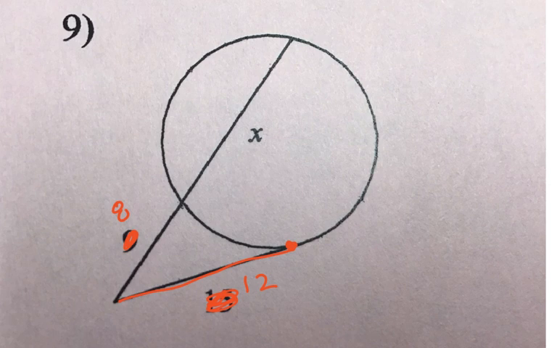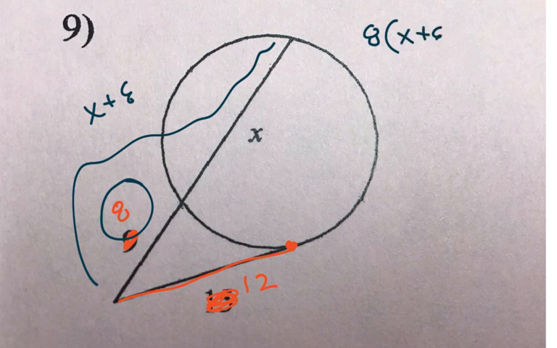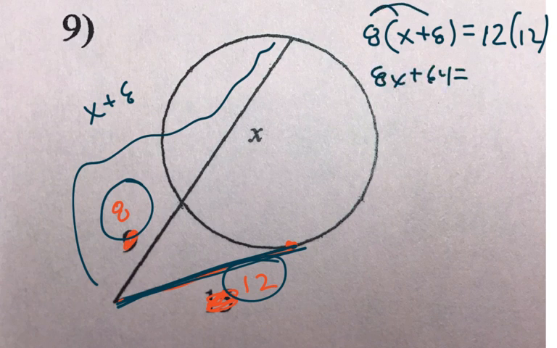So here we go. So notice the outside part here is 8. We times it by the whole thing, which is x plus 8. That's got to equal 12. And do you understand that 12 is outside the circle, but it's also the whole segment? So I end up doing 12 times 12. So here I got some distributive property, 8x plus 64. 12 times 12 is 144.